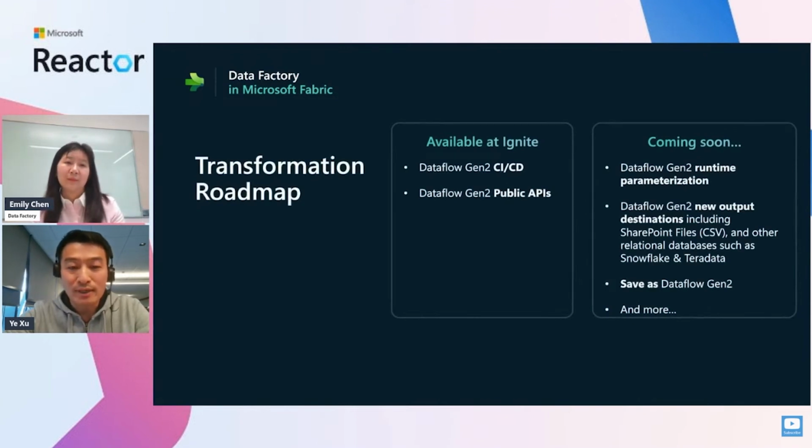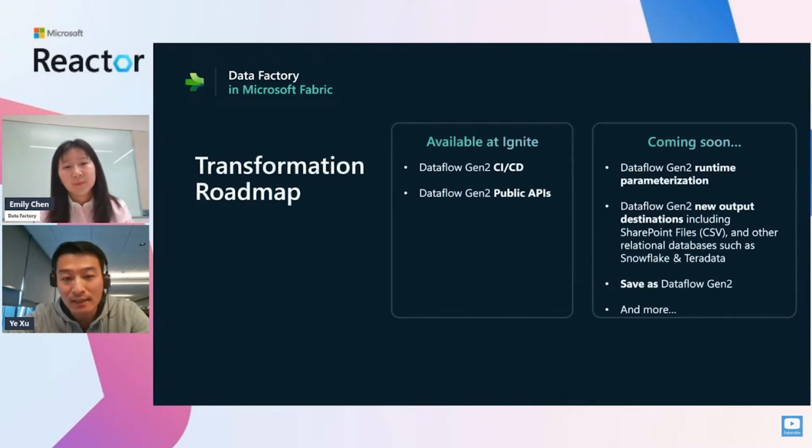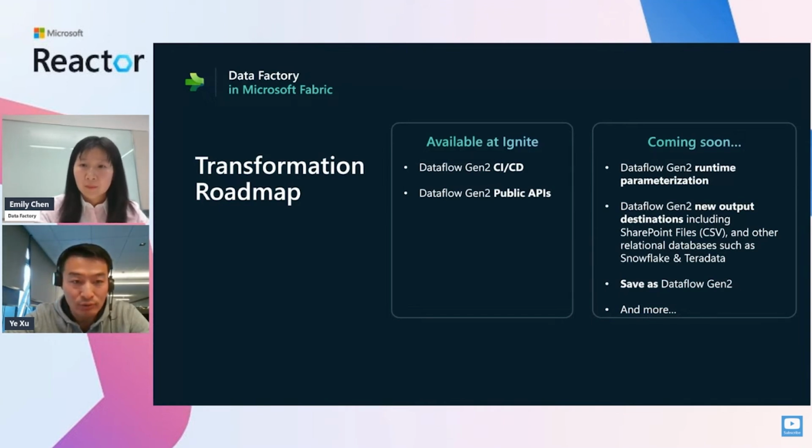So we just showcased that Dataflow Gen2 CI/CD and the public API will be available for you at Ignite. What is coming soon is that we're going to continue to make the Dataflow Gen2 runtime support parameterization, and we can also add more output definitions for Dataflow Gen2. And we can also have the save as Dataflow Gen2, which is a very solid path for you to migrate from Dataflow Gen1 to Gen2. Yeah, that is for the transformation.